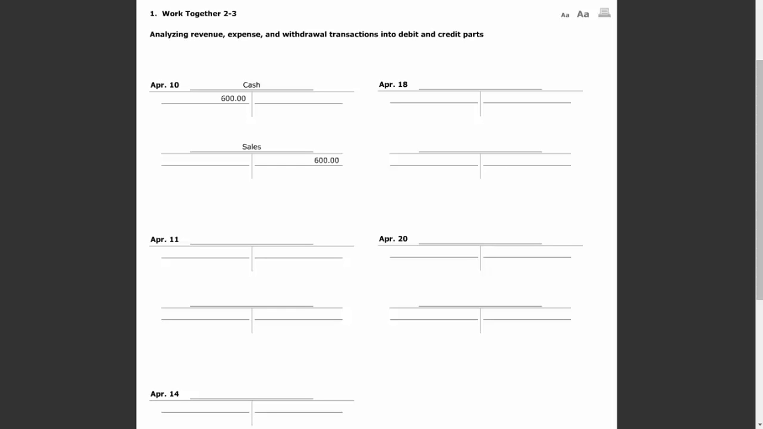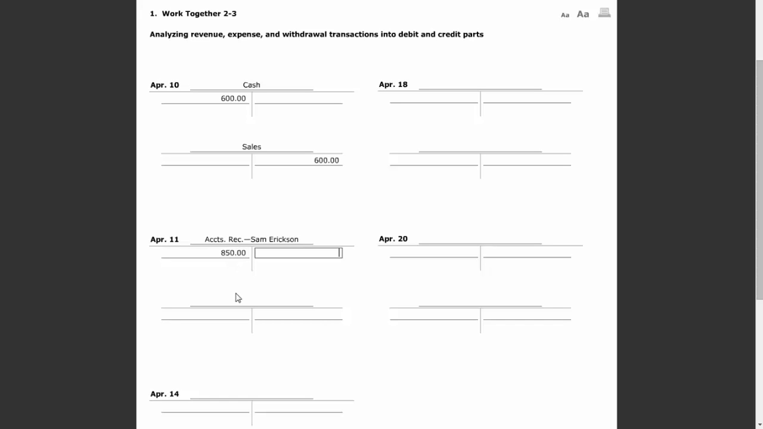Now my question, does Sam Erickson have to pay us more money or less money? Are we going to receive more money or less money from Sam? More. So therefore, Sam Erickson is going to be increasing. He is an asset, so we're going to debit that one. So that one's going to go first for $850.